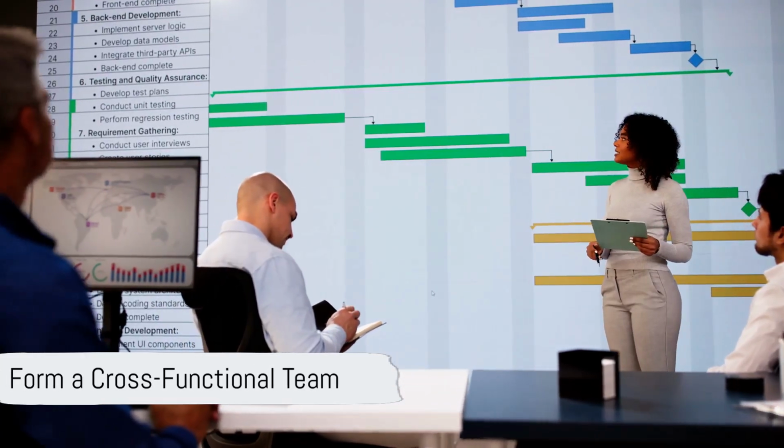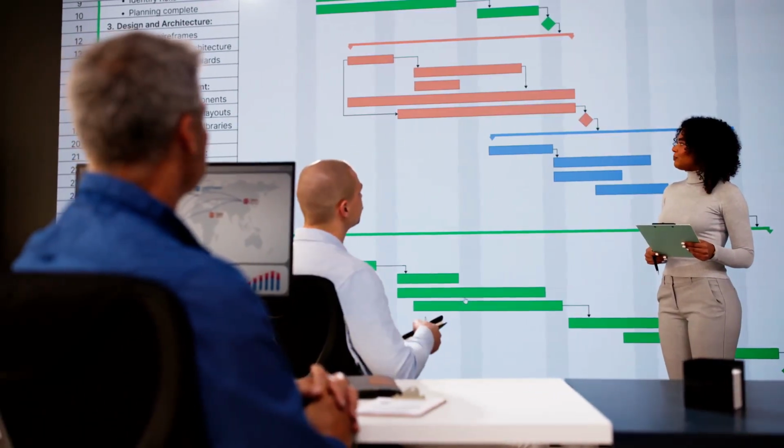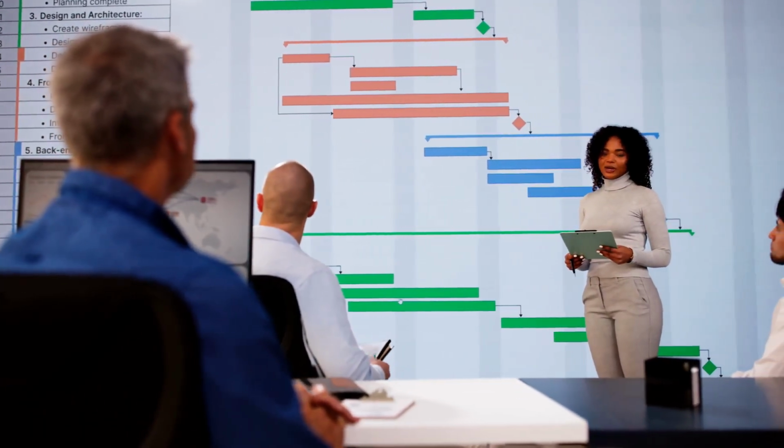Form a cross-functional team. VSM is not a desk exercise. Bring together people from every stage of the stream: operators, engineers, supervisors, schedulers, even customer service reps. Everyone sees different parts of the process.